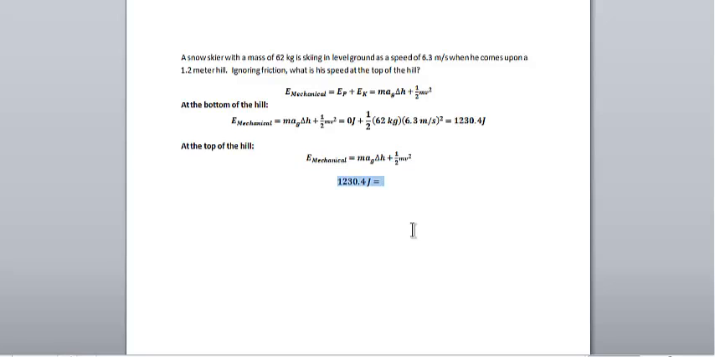So we just set it equal to that. We figure out what else we know. We've got potential energy of 62 kilograms times 10 meters per second squared times the height of the hill, 1.2 meters, plus the kinetic energy, 1/2 the mass, 62 kilograms, times the velocity squared. We know everything in that. We grab our calculators and solve for v squared, and the answer comes out to 3.96 meters per second. That's all there is to that one.